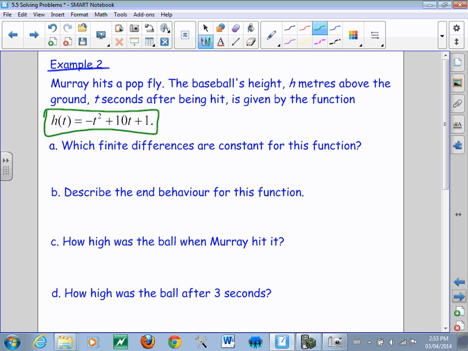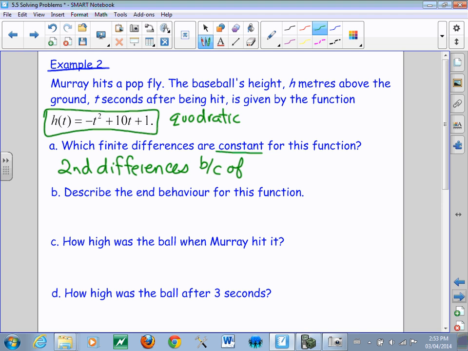Okay. So it says, question A, which finite differences are constant? Well, we already talked about it being quadratic, and hopefully you remember that with quadratic, second differences are the same. And you could also take a look at the highest degree, okay, which would tell you that the second differences are going to be constant, okay, because of degree 2.